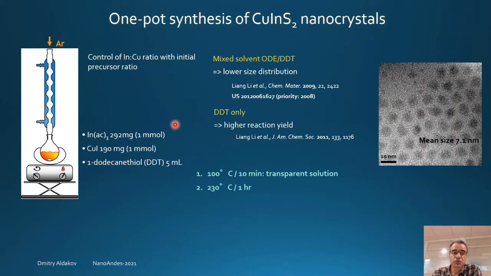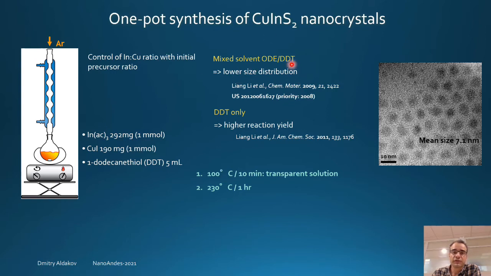Its synthesis, usually the most classical is heating-up synthesis. We mix everything together, we heat, and we create supersaturation by using temperature as an energy source. We can control the ratio between copper and indium. We can get alloys in a pretty wide range.